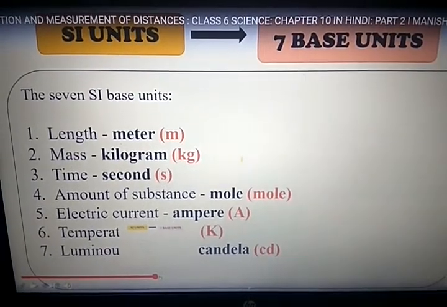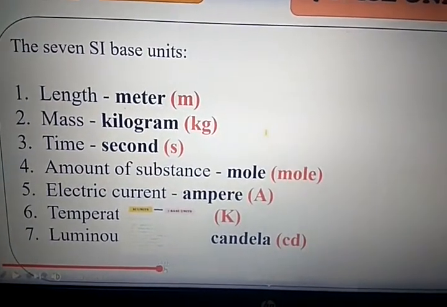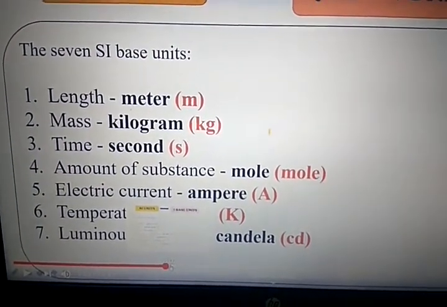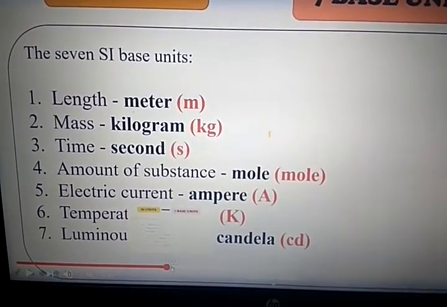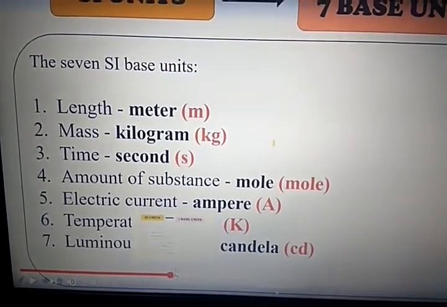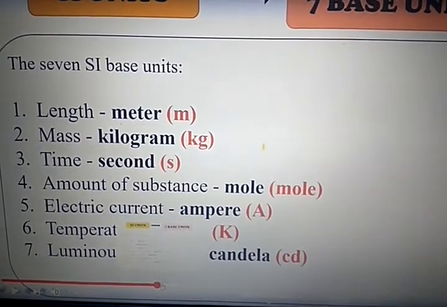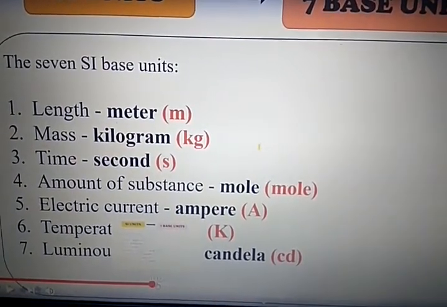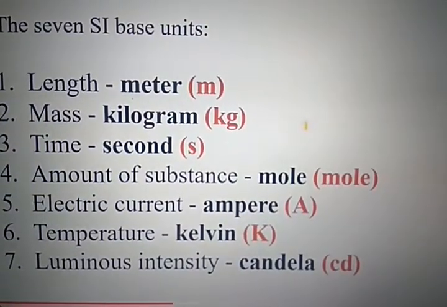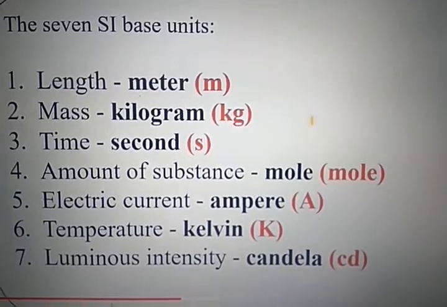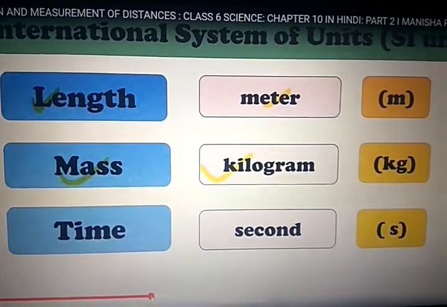Students, here are the SI units, 7 base units. First of all, length. What is the SI unit of length? Meter. SI unit of mass, kilogram, that is kg. Time, second. Amount of substance, mole. Electric current, ampere. Temperature, Kelvin. And luminous intensity, candela, that is cd. So these are the international system units, that is SI units.